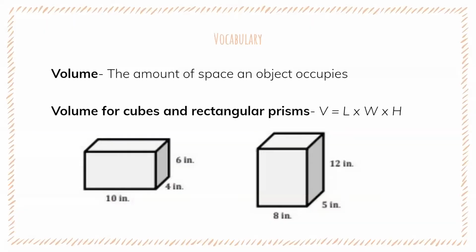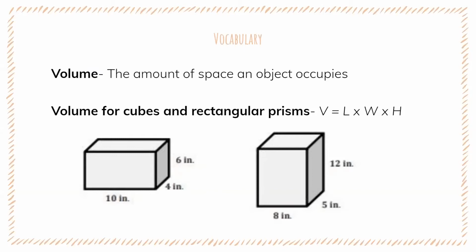Moving forward, we have vocabulary. I want to talk about a few vocabulary words that you'll be hearing me say in this lesson. So volume. Volume is the amount of space an object occupies. So inside the cube, how much space there is. Inside the rectangular prism, how much space there is. So for volume for cubes and rectangular prisms, the formula will be volume equals length times width times height.